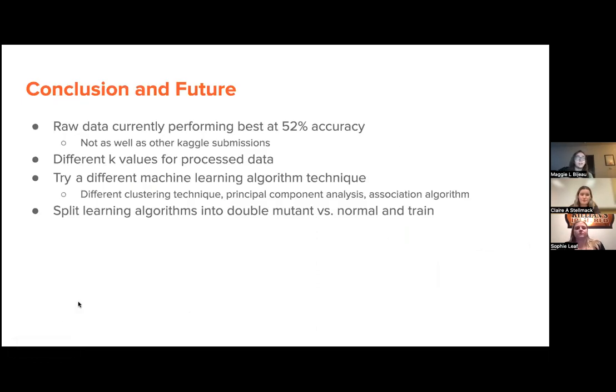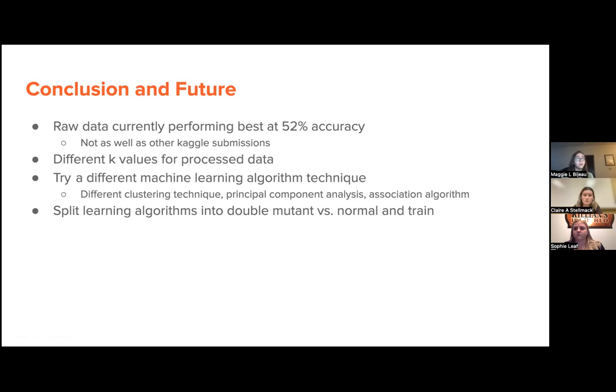In conclusion, our raw data set with the k-nearest neighbors algorithm is currently predicting the most accurate at 52%. This is on the lower end of the Kaggle submissions, and we're interested to see what other groups working on this challenge have done to mitigate the issues.